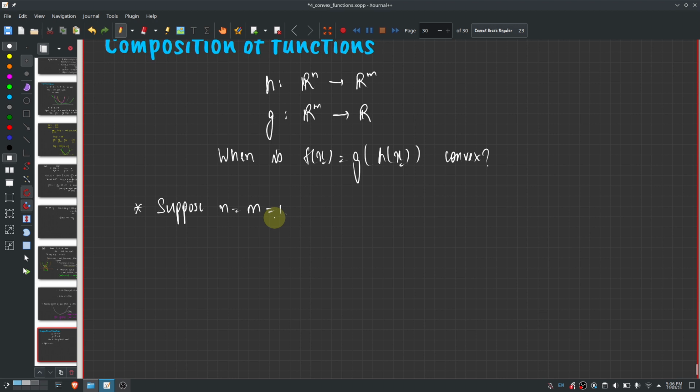Okay, we'll assume that the range of h and g are both convex. Both the range and the domains are convex sets. So again, we're looking at functions on R, right? What is the easiest test to see if a function on R is convex or not? The second derivative test. Okay, so what would be the second derivative of f?